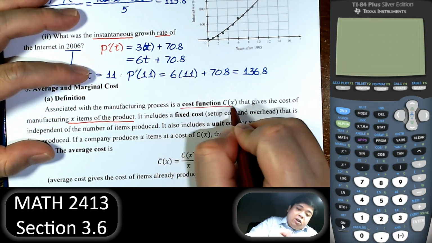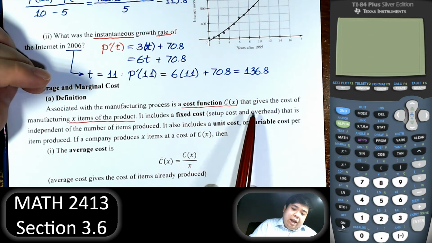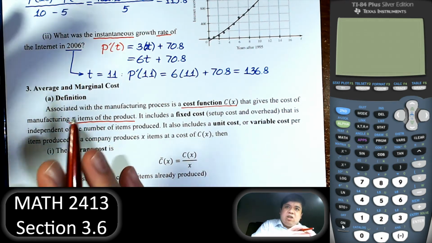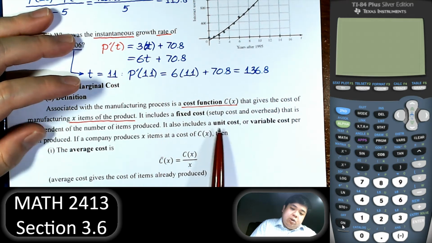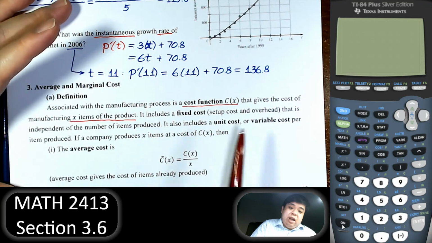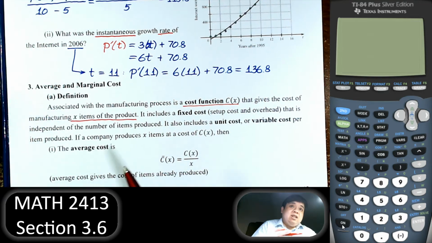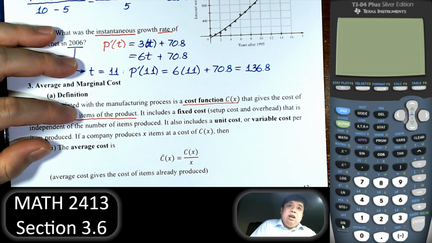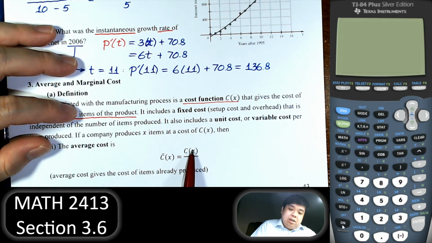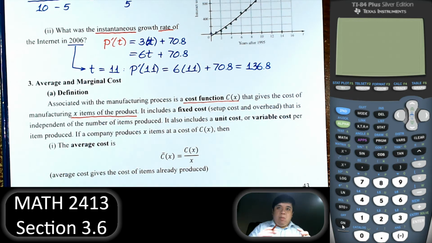And we have the cost function. And the cost function is the setup cost and the overhead. And so usually the fixed cost and the variable cost. It also includes unit cost, which is the variable cost. So the cost has the fixed cost and the variable cost, which is a function of x, the number of items. So in that case, we define the average cost as the cost divided by x. Since x is the number of items, the cost divided by the number of items is the average, right?